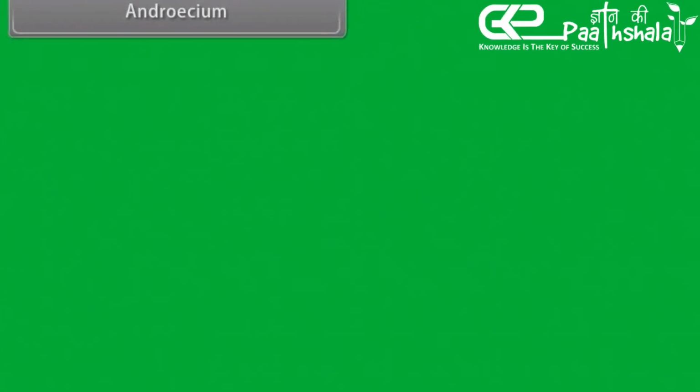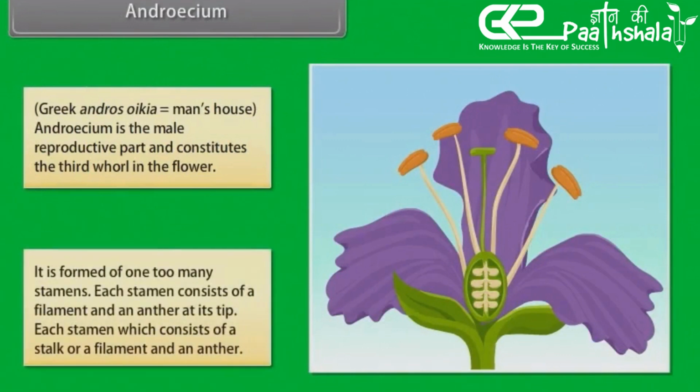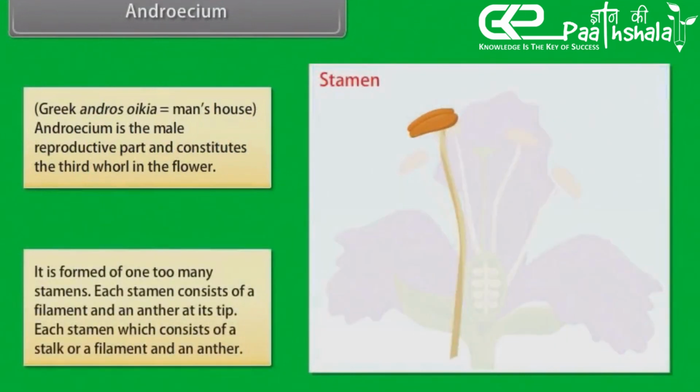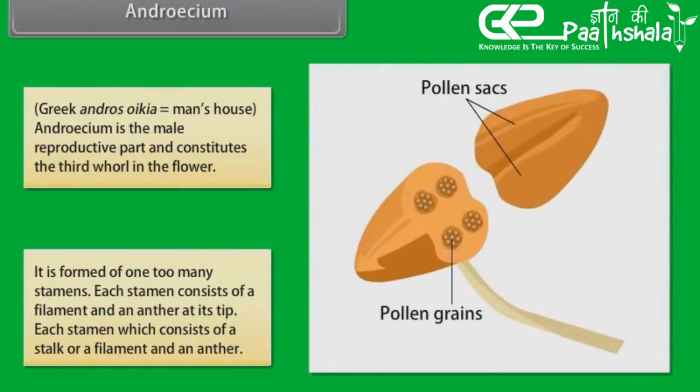Androecium. The androecium is the male reproductive part and constitutes the 3rd whorl in the flower. It is formed of 1 to many stamens. Each stamen consists of a filament, a stalk, and an anther at its tip.